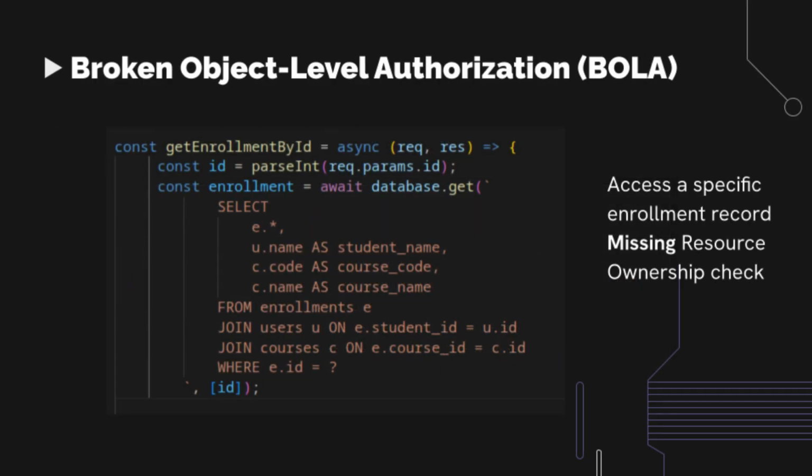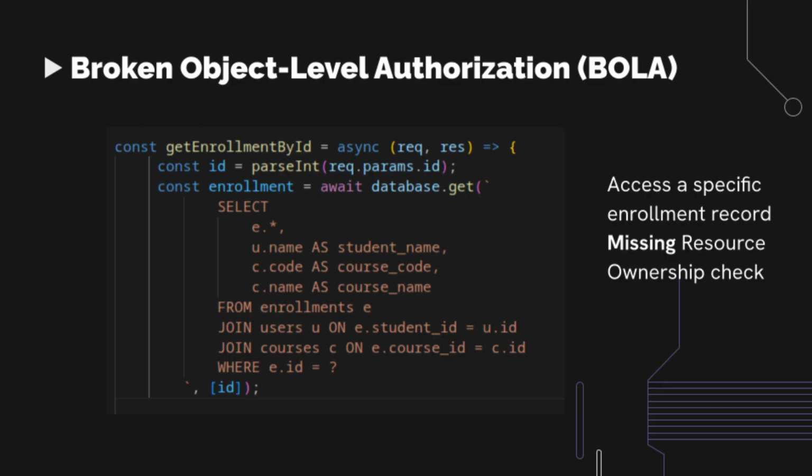Here we have the getEnrollmentById function in our demo application. This function is used by student users to fetch their own specific course enrollment record. A student user must not be allowed to view what courses other students are enrolled in. But there is a security problem here.